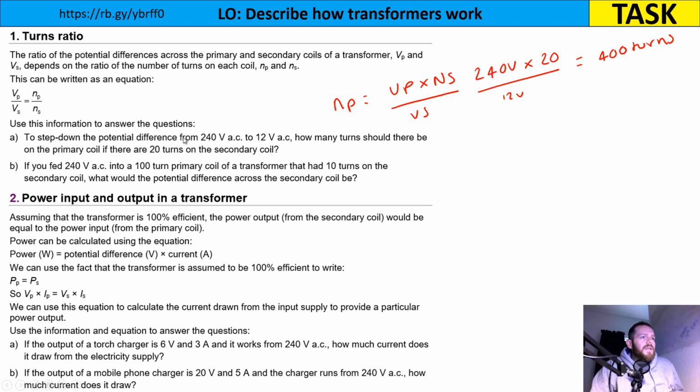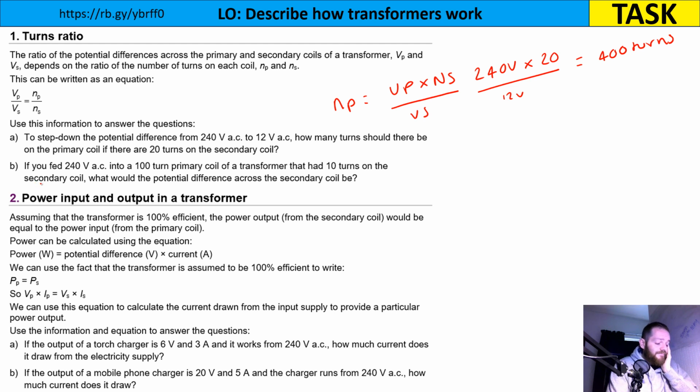To step down the potential difference, how many turns should be on the primary coil if there are 20 turns on the secondary coil? We're stepping this voltage down. I've told you, I don't know how many times, the answer should feel right. We've just calculated that there's more turns on the primary than there is on the secondary coil. Is that right? Yes. Step down transformers always have more turns on the primary coil than they do on the secondary coil, or more turns on the input than on the output. Okay, so 400 turns is what you should have got for the first one.